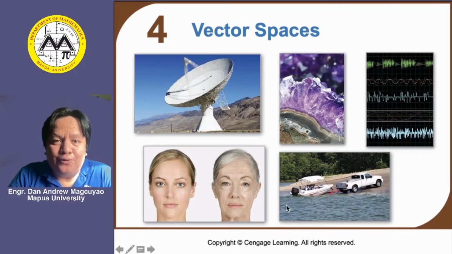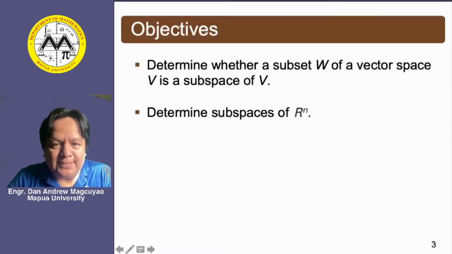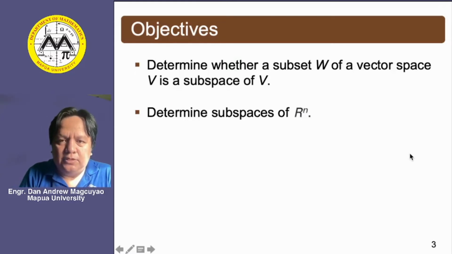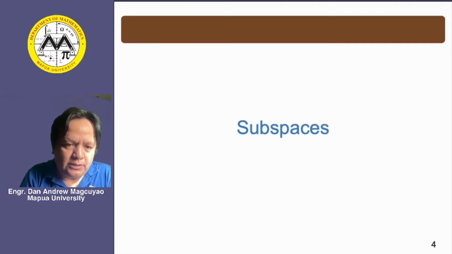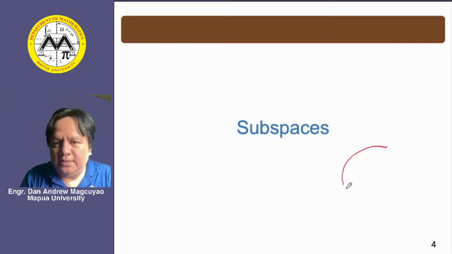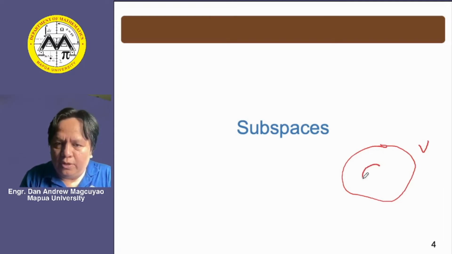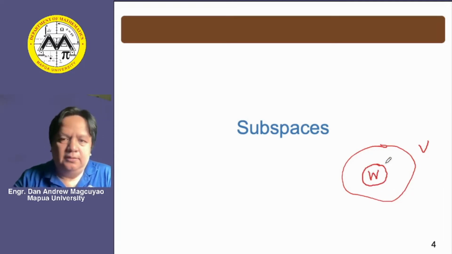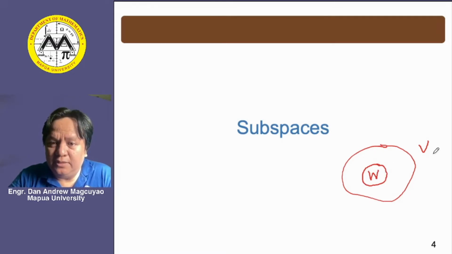Good day, everyone. So for today, we're now going to continue with some partitions about vector spaces, and now we're going to discuss subspaces. Subspaces of vector spaces. For the objectives, we're going to determine whether a subset W of the vector space V is a subspace of V. So if we are going to consider a vector space, this is a vector space V. We are going to consider a subspace: some vectors under V that form a vector space in itself.